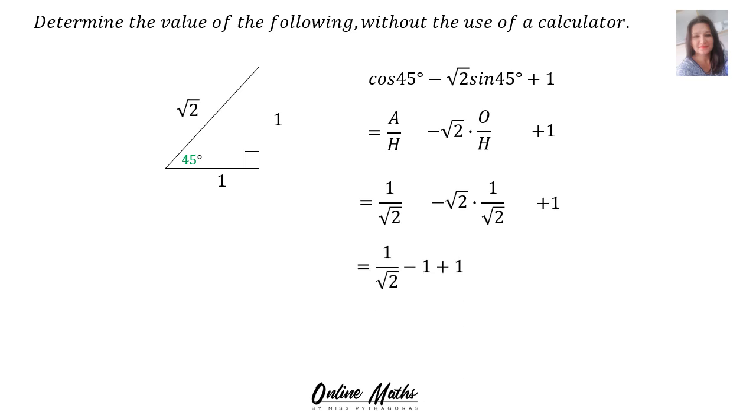Then it equals 1 over root 2. And then you can say root 2 and root 2 can cancel, and therefore you're left with the -1 and the +1. And now you can say -1 plus 1 will cancel, and your answer is 1 over root 2.